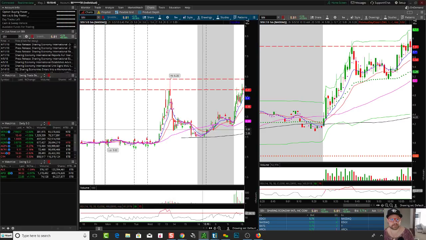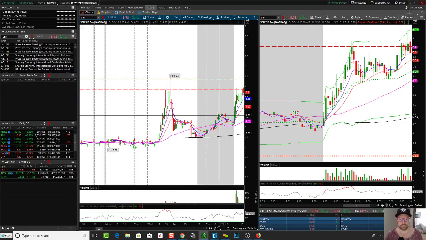So yeah, kind of got this cup, or you can say inverse head and shoulders, left shoulder, head, right shoulder, necklines right here. Struggling up here. Could be forming a double top. Struggling, right? A little bit messy.